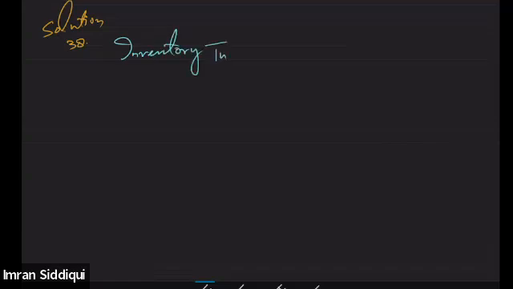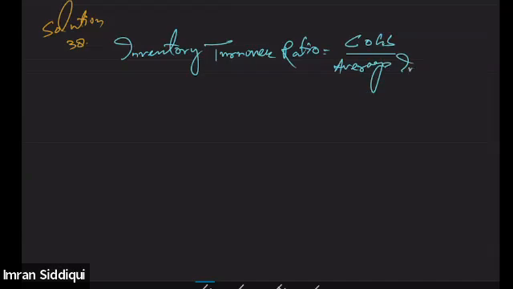Before starting anything, let's just write down the formula for the same. Inventory turnover ratio. Formula is very simple. It is cost of goods sold divided by, tell me, cost of goods sold divided by what? Average inventory.